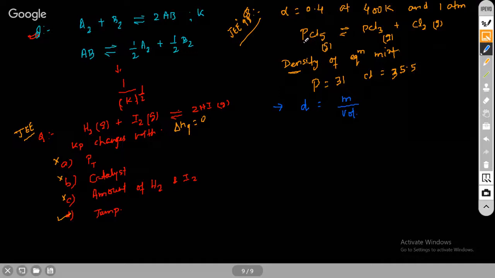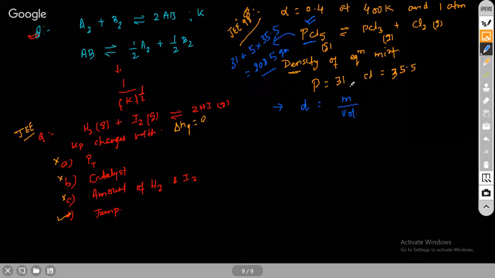See, the molecular mass of PCl5 we can find out. That will be 31 plus 5 into 35.5, right? This will come to 177.5, and 177.5 plus 31 is 208.5. This is the total mass, correct? And the reaction starts from this PCl5, whose total mass is 208.5 gram.